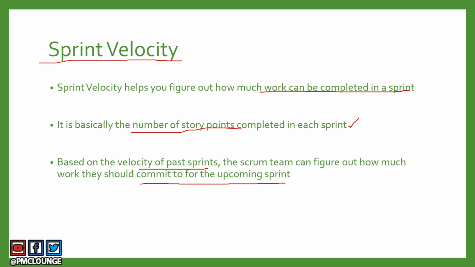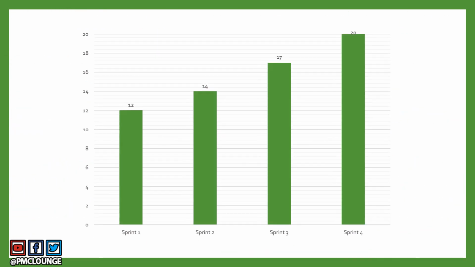All right, let's take a look at the chart. How does a sprint velocity chart look like? So that's how a sprint velocity chart looks like. On the bottom, you will see sprint 1, 2, 3, 4. So these are basically 4 sprints. And here you will see the number of story points. Remember, story points, not user stories. So these are story points.